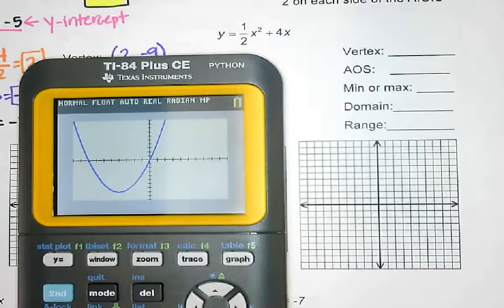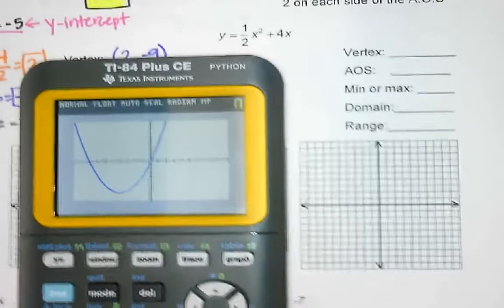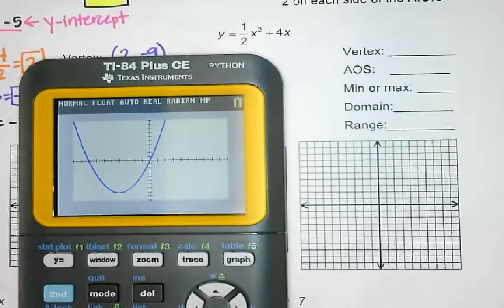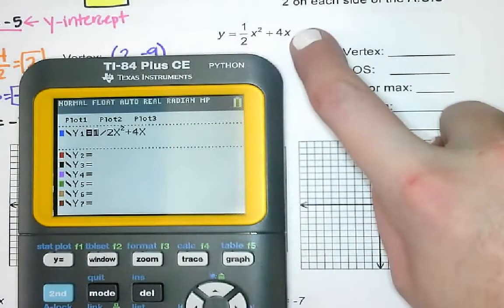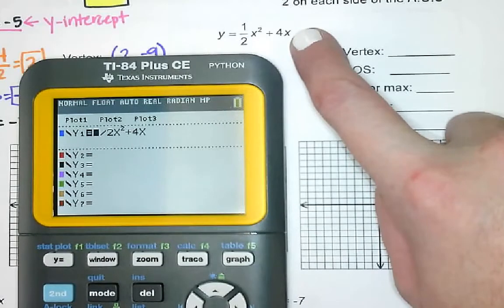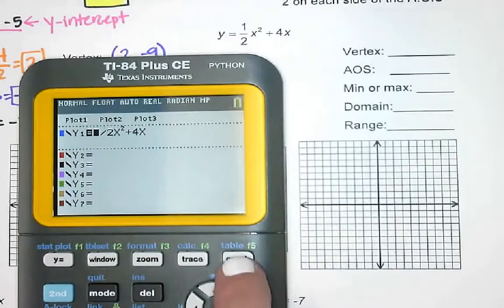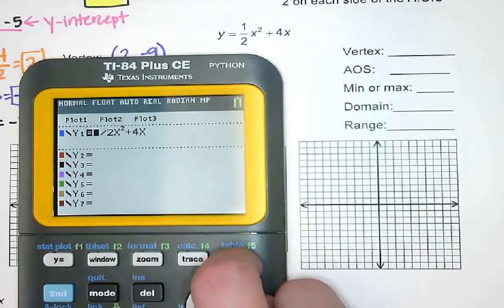One half x squared plus 4x. Read your paper and type it in. I got it. Okay? And this is what it should look like. If it doesn't look exactly like this, then you did something wrong.